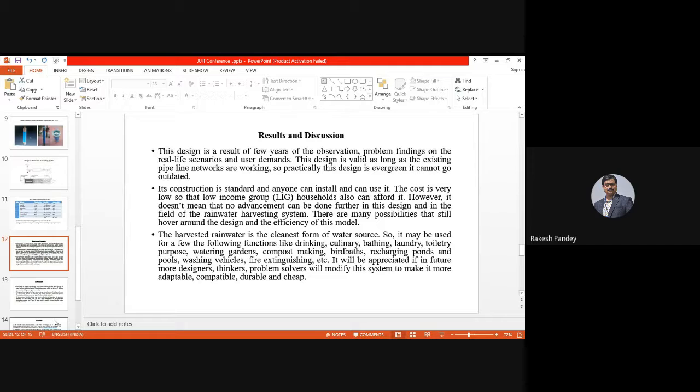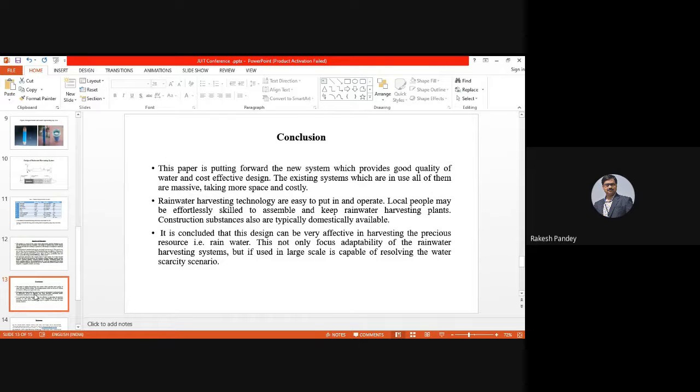So we have fitted our harvesting system in that pipeline. That is why our cost is reduced. So ultimately it will benefit the LIG people, or the people who cannot invest more money. So this system is very economical. And ultimately we can say it will solve the problem where we are not recharging our tube wells or wells, or where we want to recharge our natural resources, so definitely it is going to help us.